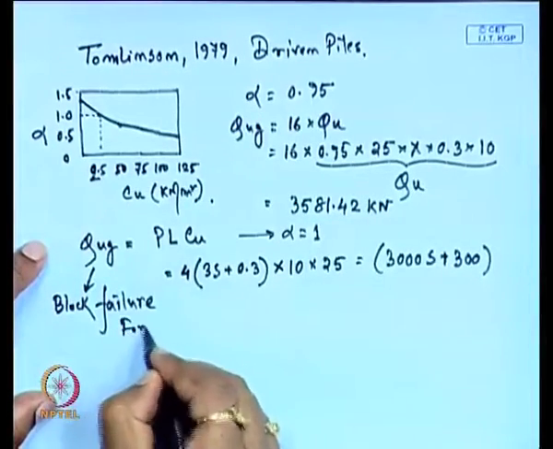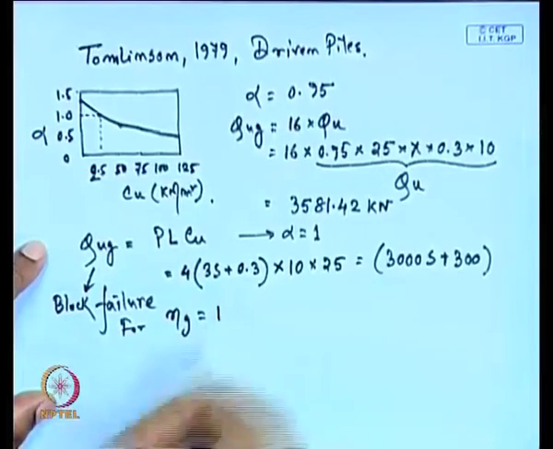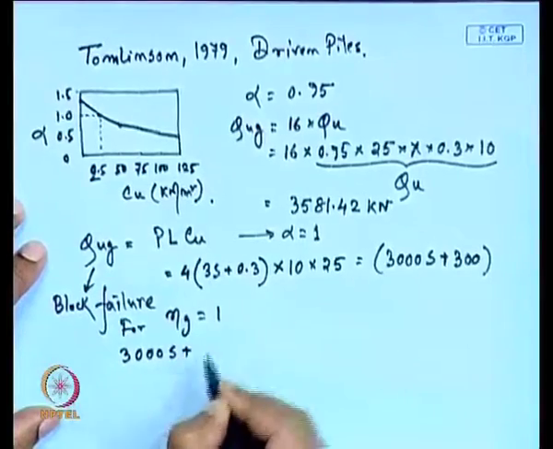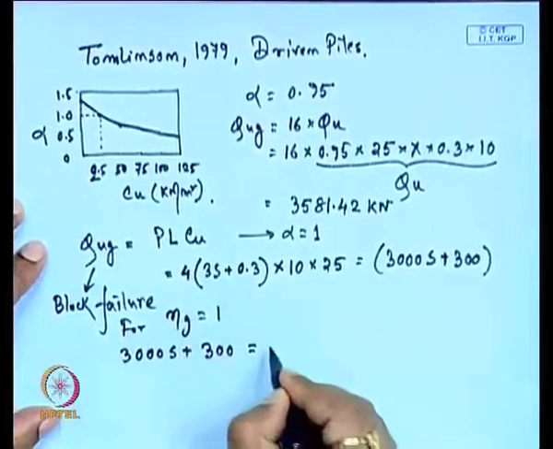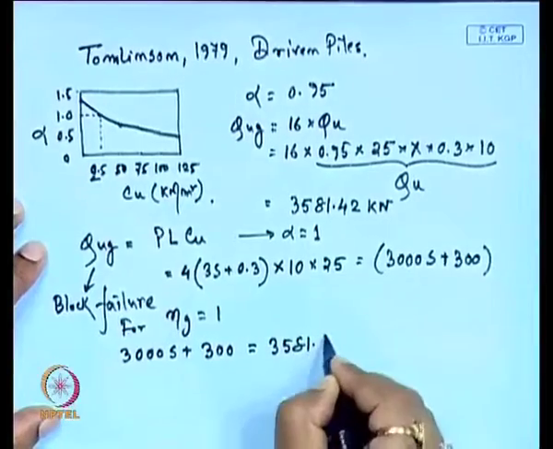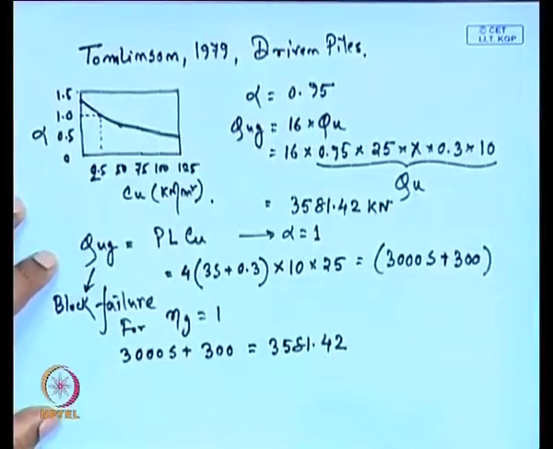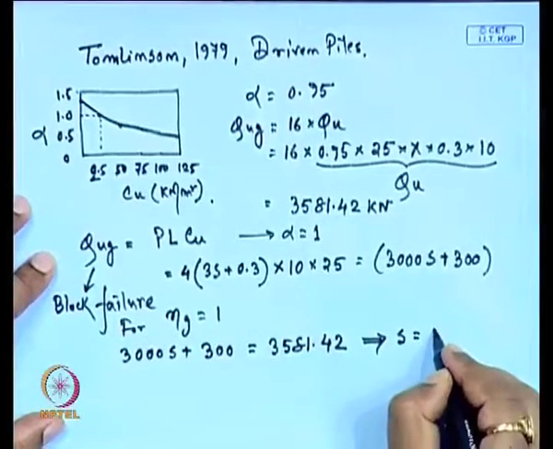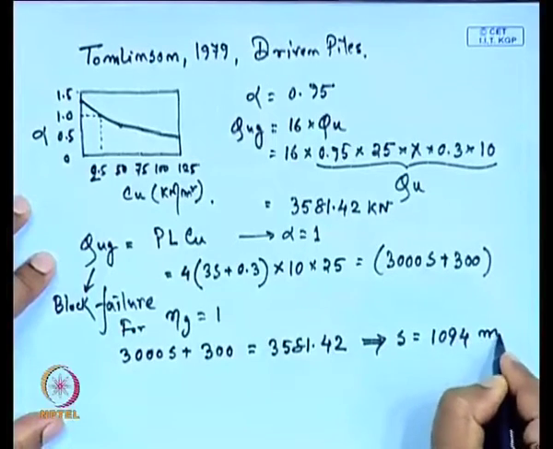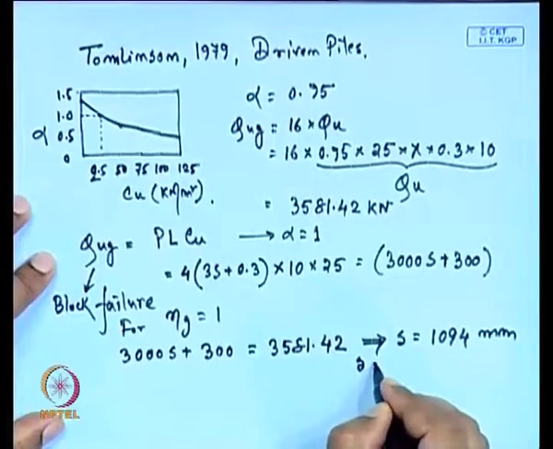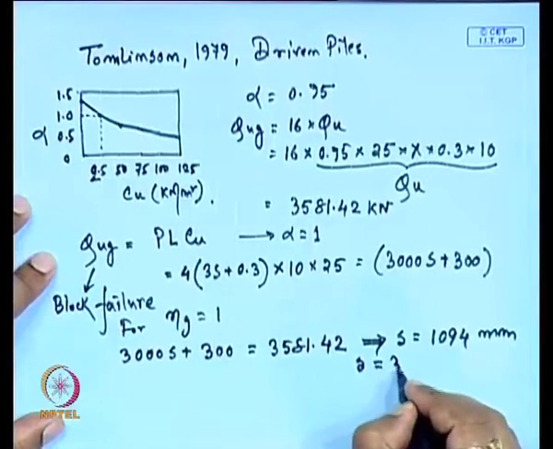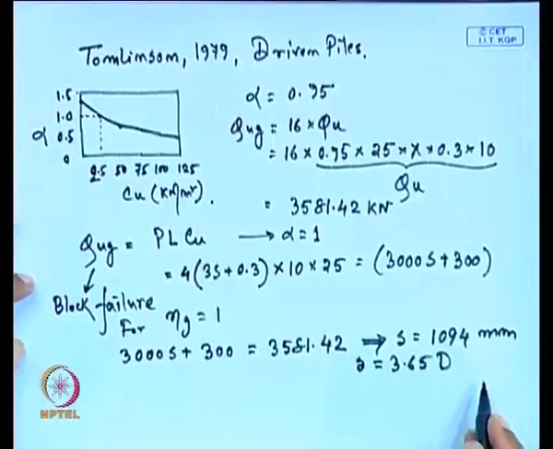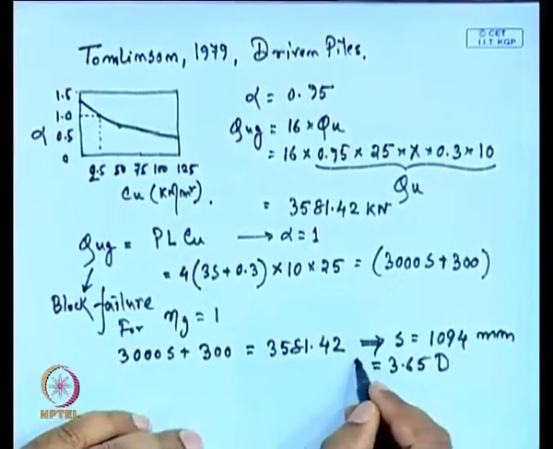Now, for efficiency equal to 1, we can write 3000 S plus 300 is equal to 3581.42. From here we can calculate that S comes to 1094 millimeter, or S is equal to 3.65 D, where D is the diameter of the pile.